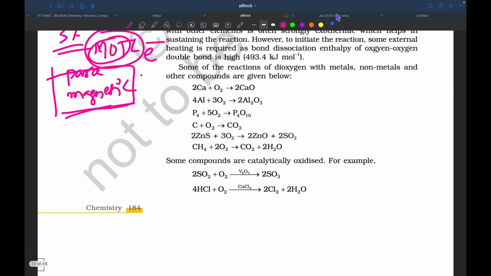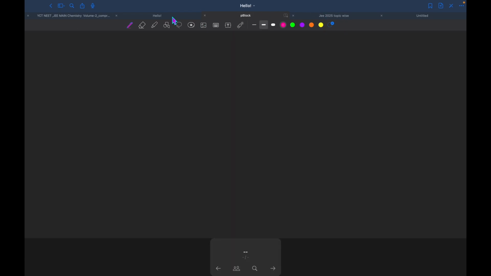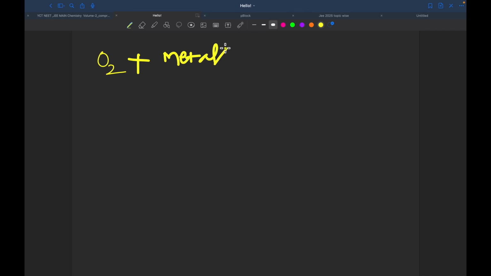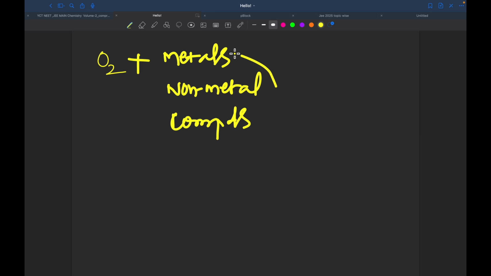So we have a few more reactions. We have to talk about oxygen. Oxygen is a very reactive element, so it can react with anything, right? I'll write a few points here. Oxygen can react with metals, it can react with non-metals, and it can even react with some compounds. So three types of reactions can be seen for oxygen.